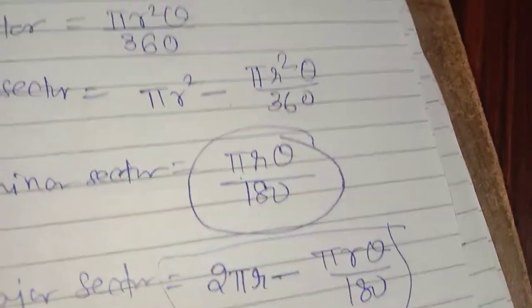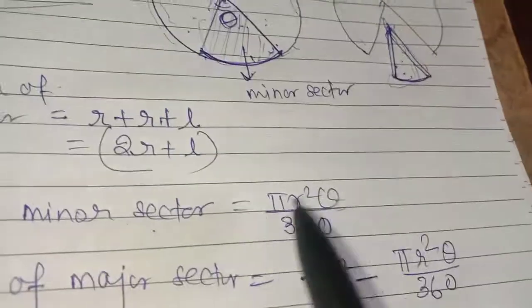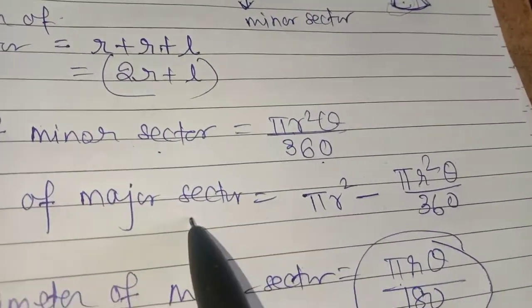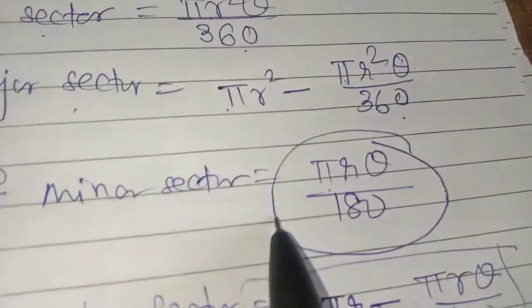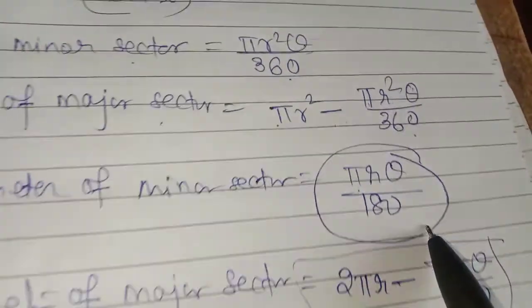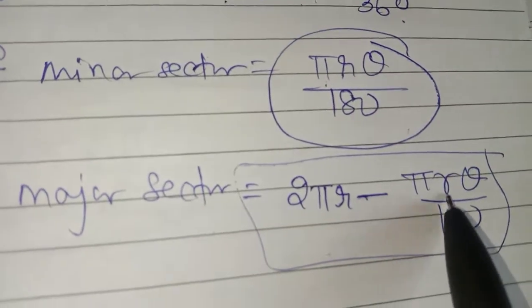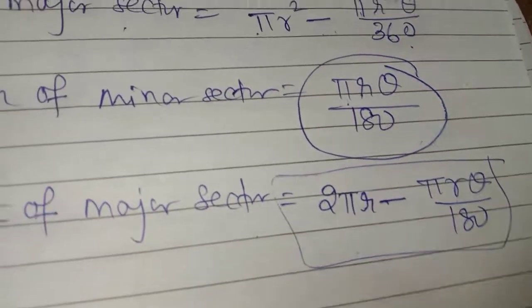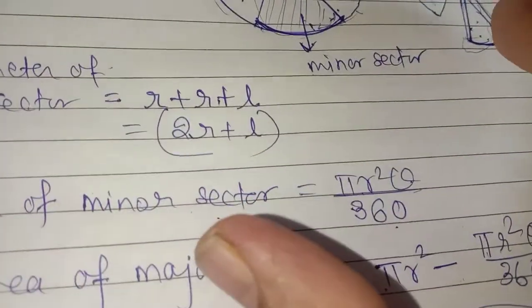See, you should not be confused in the formula. This is about the area: area of minor sector, pi r square theta upon 360. Area of major sector is pi r square, that is the area of circle, minus pi r square theta upon 360. Same way, the perimeter of minor sector is pi r theta upon 180, and the perimeter of major sector is 2 pi r minus pi r theta upon 180. Clear? So this is what we got, the perimeter and area of sector.